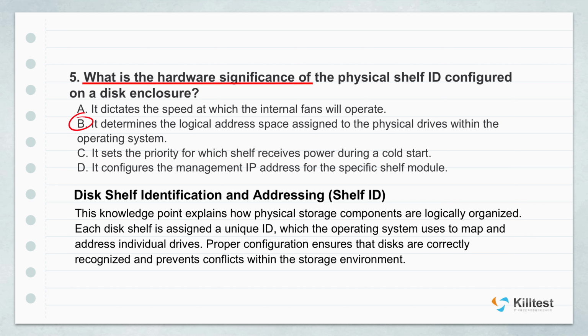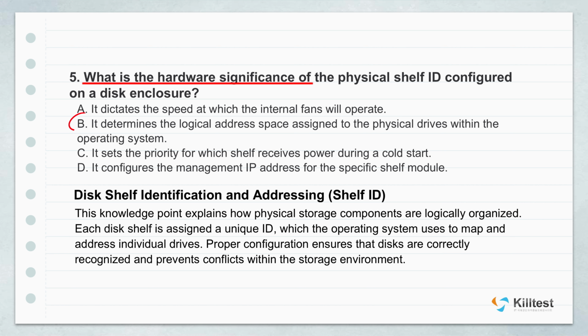Perfect. And that entirely disproves the distractors. Option A is wrong because fan speed is governed by internal thermal sensors, not a numerical ID. Option C is wrong because power priority is not managed by this display. And option D, it's a distractor for networking, folks. You don't assign an IP address via a single-digit LED display on a disk shelf.